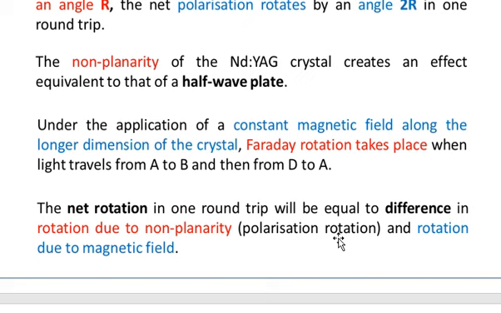So there are two possible reasons for the rotation. One will rotate clockwise, for example, and the other will rotate anti-clockwise. Then we need to measure the net rotation, and the net rotation in one round trip will be equal to the difference in the rotation due to non-planarity and the rotation under the magnetic field.